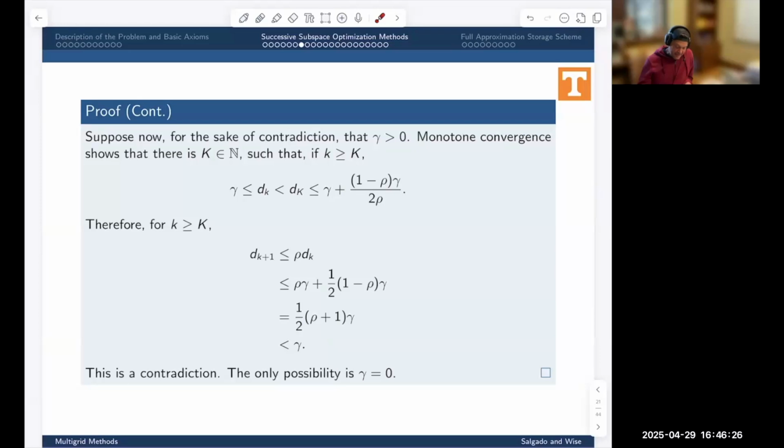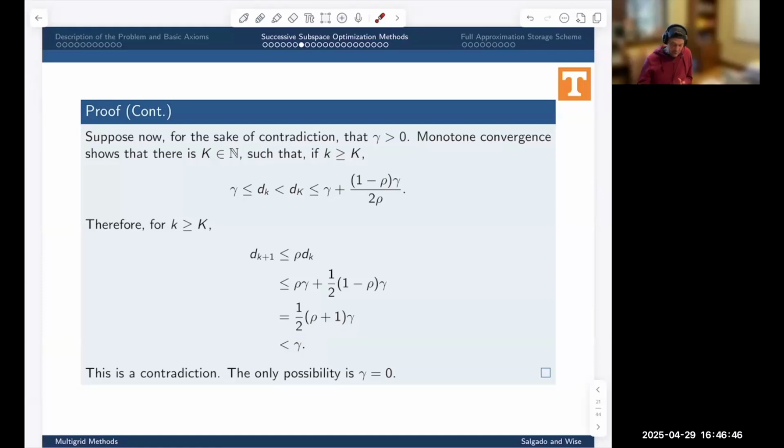So that is a number which is strictly less than 1. Remember, rho is less than 1, so rho plus 1 is less than 2, and 2 divided by 2 is strictly less than 1. So this number is strictly less than 1 as claimed. That's strictly less than gamma.